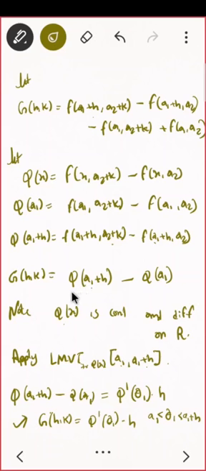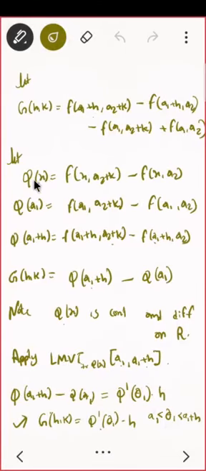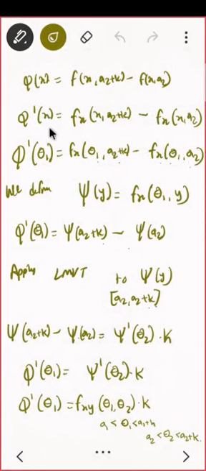Now if you observe this, it is looking like LMVT. So we know that phi is continuous and differentiable. So apply LMVT on this interval E1 and E1 plus H. So you are getting this. So that means G of HK, you are getting phi dash of theta 1 dot H. Correct. Now what is phi dash of theta 1? Phi is what we have taken here. So what will phi dash be? It will be fx. Look at this, phi is this, phi dash will be fx, phi dash of theta 1 will be this.